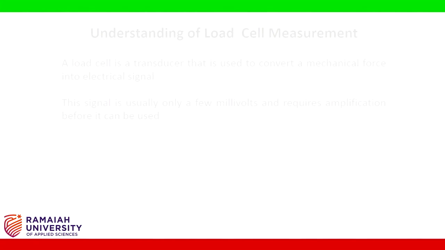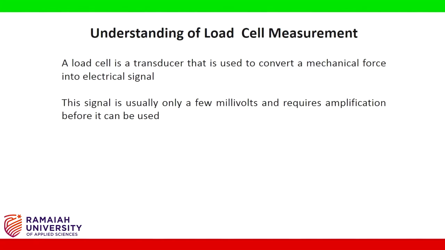Here, a load cell is a transducer which is used to convert a mechanical force, that is load, into an electrical signal. This signal is usually in millivolts and requires amplification before it can be used. For amplification, an analog to digital converter, ADC, will be used.